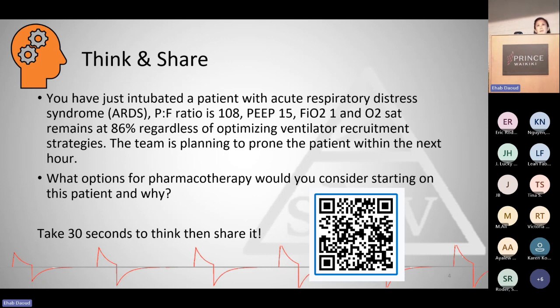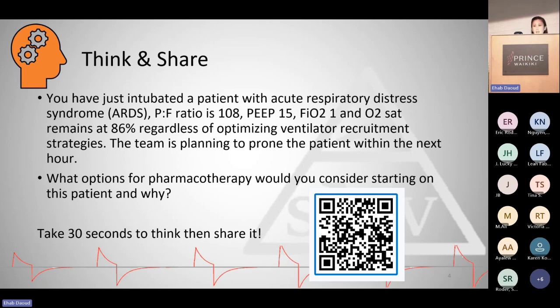So I want you to think individually with your group what options of pharmacotherapy you, your team would usually consider starting on this patient and why. So take a couple seconds to think and share.